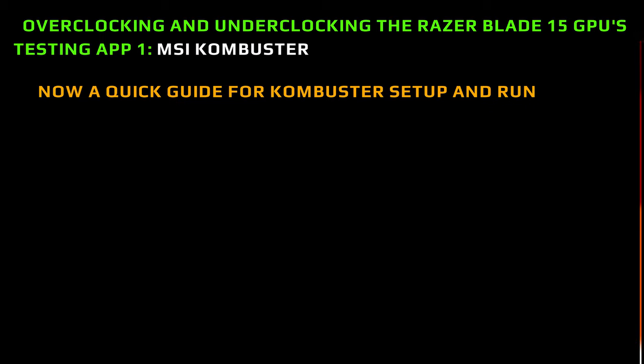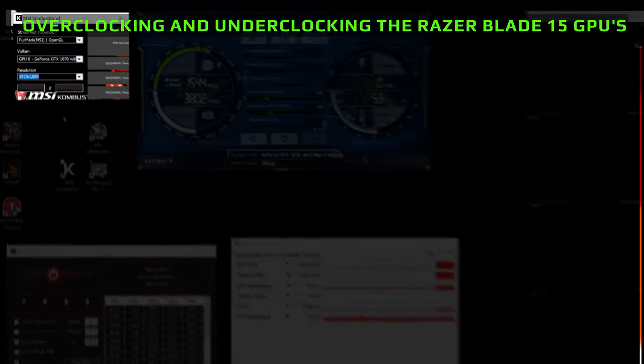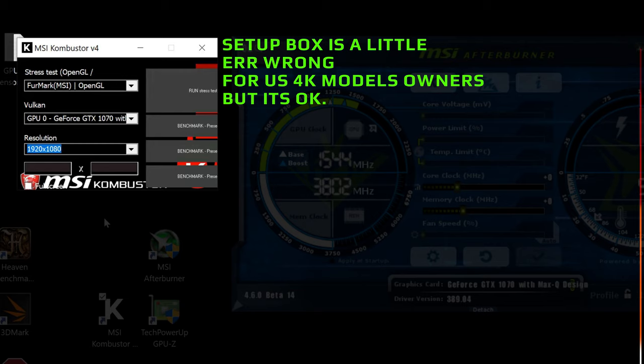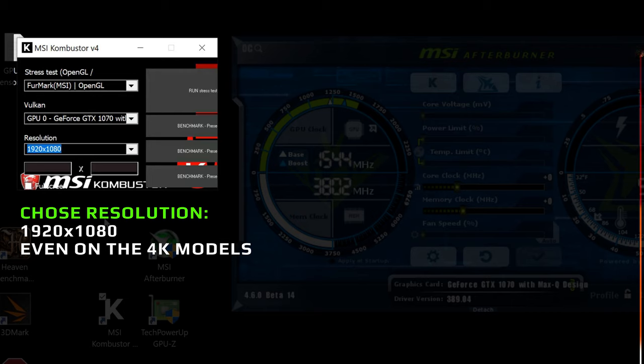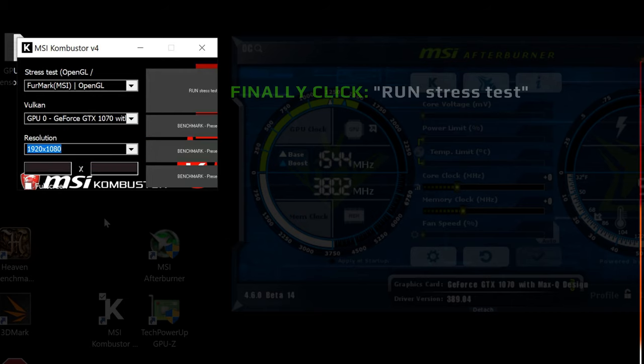I've got an application, Combuster, which shows you frames per second, and we can see clearly what happens when you increase, or shall we say overclock, your graphics card, and what happens when you underclock your graphics card, and you can make a decision there whether it's worth it or not.